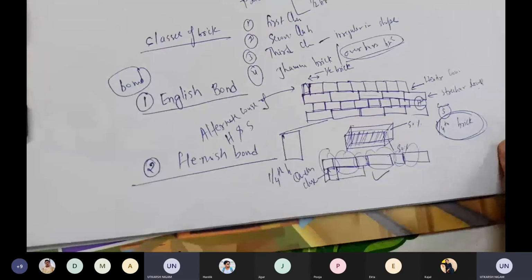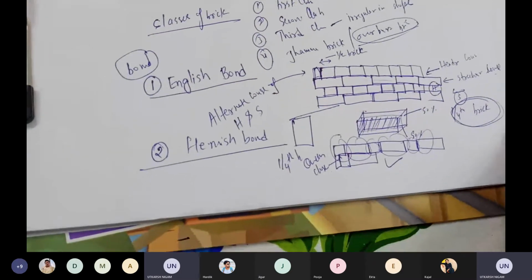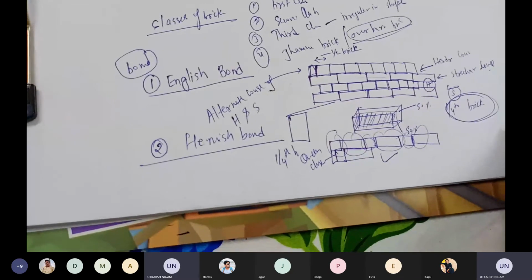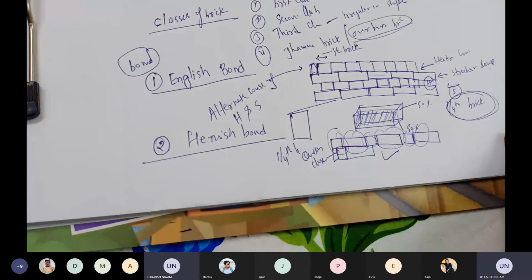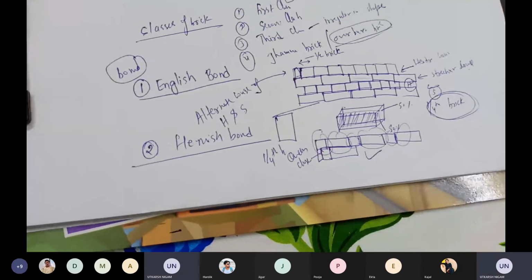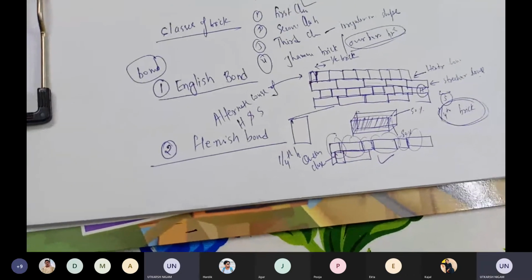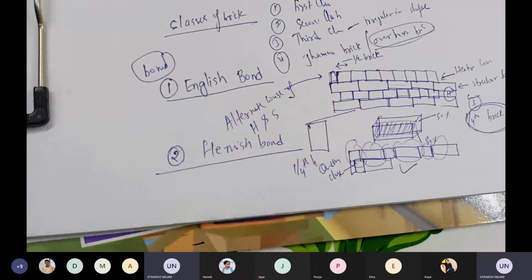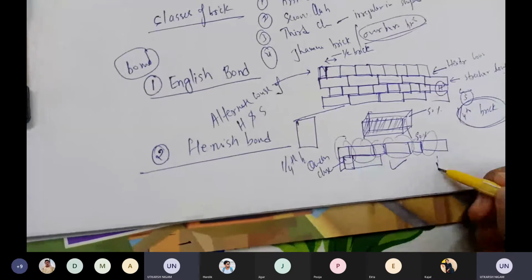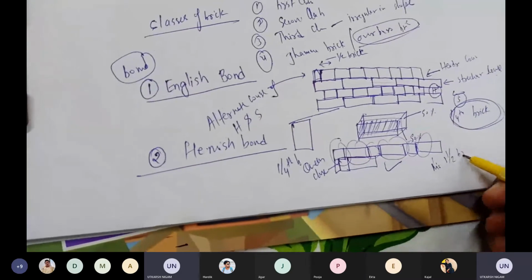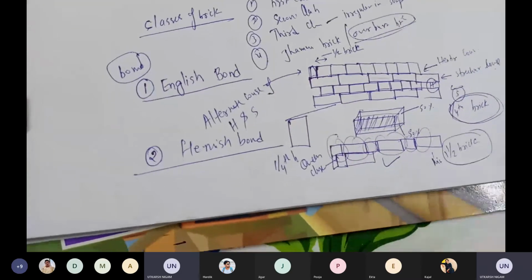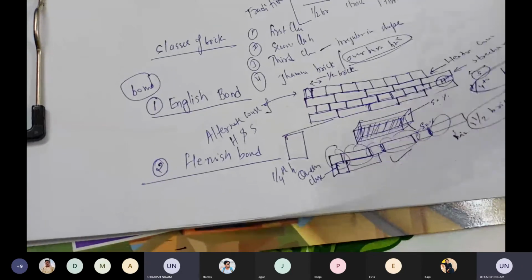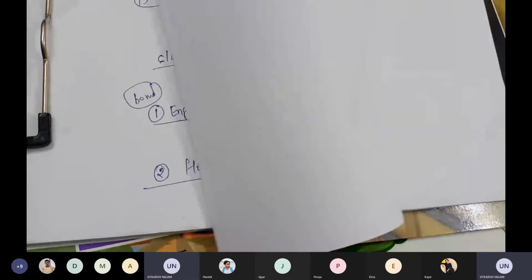Single Flemish bond is there and double Flemish bond is there. In single Flemish bond, the facing of the wall is Flemish, and the backside is English bond actually. But in double Flemish bond, each course presents the same appearance in the front and back. So in double Flemish bond we have to give the same appearance, and so minimum 1.5 brick thickness will be needed. If we wish to give the same appearance, then that is important. So these two bonds are there.